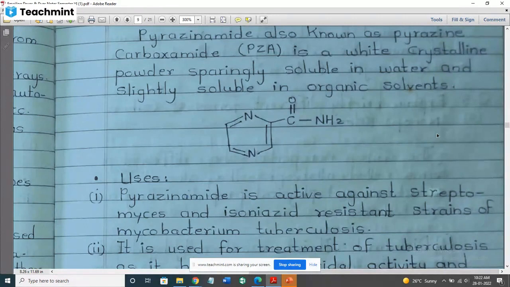In which categories do we include these drugs? These are the important types of drugs. Pyrazinamide: "pyra" indicates that they contain nitrogen atoms. Pyrazinamide means containing nitrogen atoms.